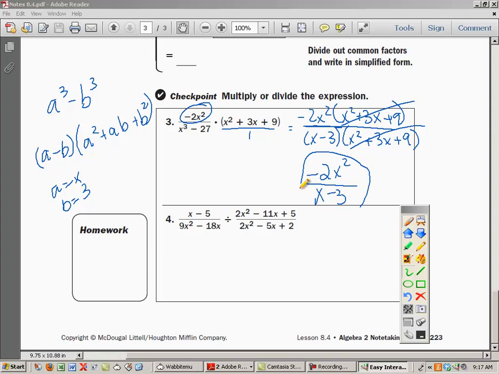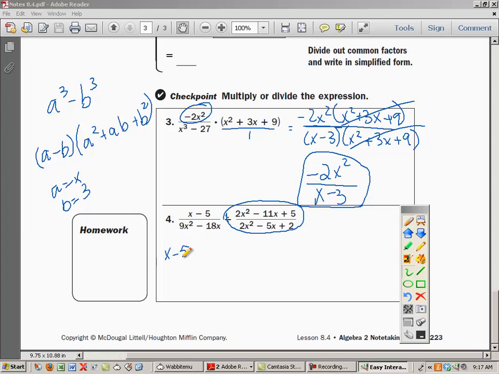Now, I say that conveniently because, again, I want you to recognize that the book is choosing problems that they know something is going to cancel out. If nothing cancels out, chances are we made a mistake somewhere. Okay? All right, in the second example, then, we are going to divide by this mess here, but instead of dividing by that, we're going to multiply by the reciprocal.